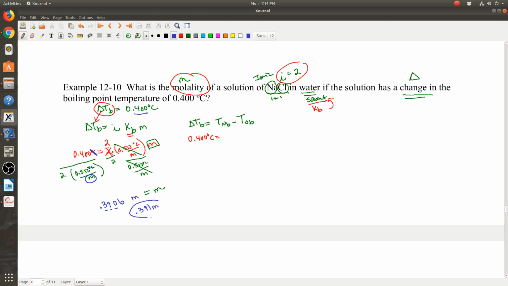0.391 molal. There's my answer. So I didn't need to use this formula at all this time, even though they gave me this. I could have figured out the new boiling point though, because the new boiling point would be the original boiling point, which is 100, and just add it to it, and I would have been able to figure out the new boiling point was 100.400 degrees Celsius. It wasn't a big change, but it was a change.